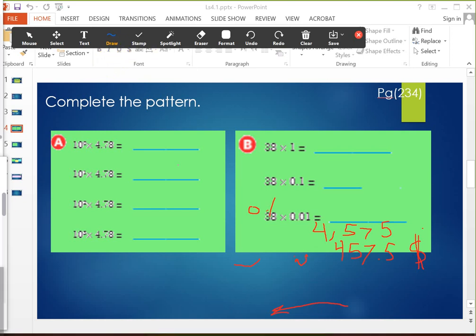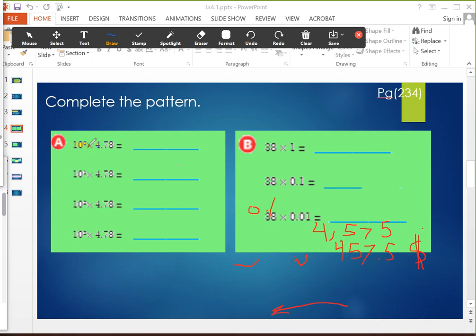So complete the pattern. Look, the numbers written as powers of 10. Okay, as powers of 10. So we have a mix between decimals and powers of 10 now. So let's start with the first number. Please focus with me.